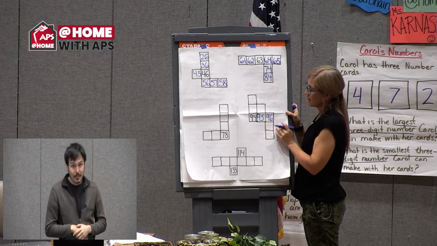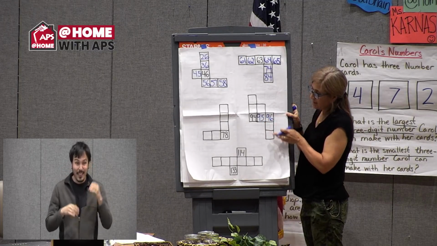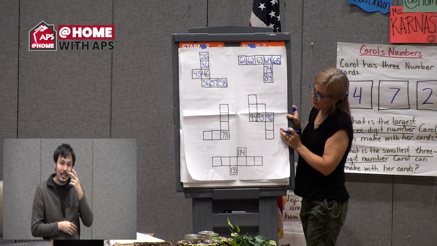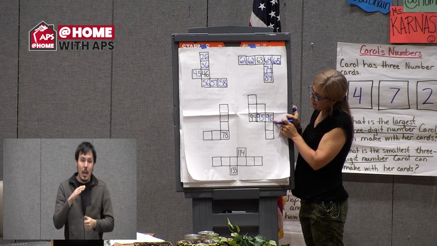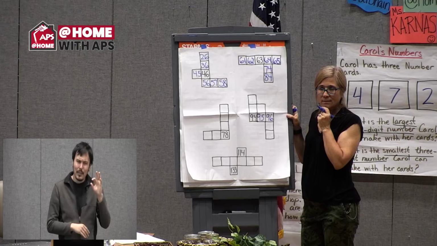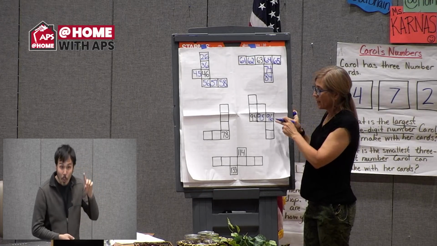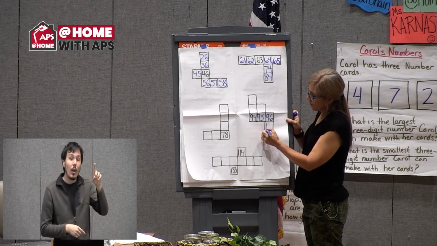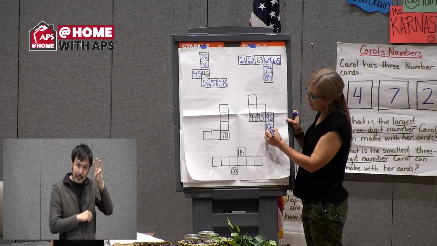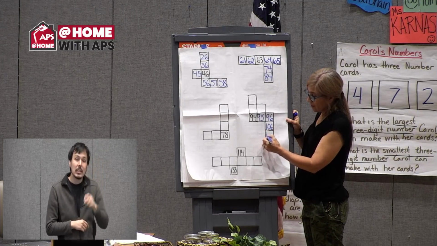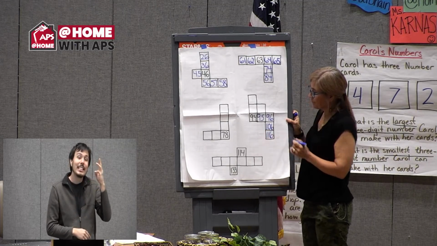96. Now I have to count by tens to get any of these above or below it, right? So 96, what comes after the 90s? 100, you're right. And then we have the 6. So 106. And then 116, yep.